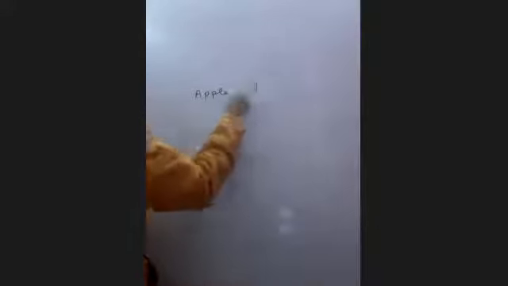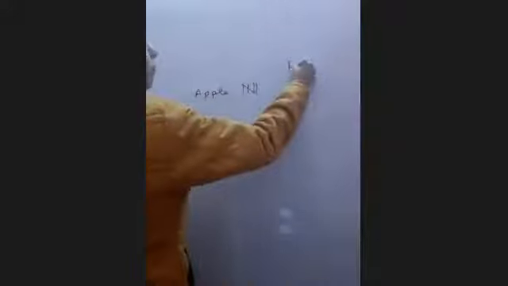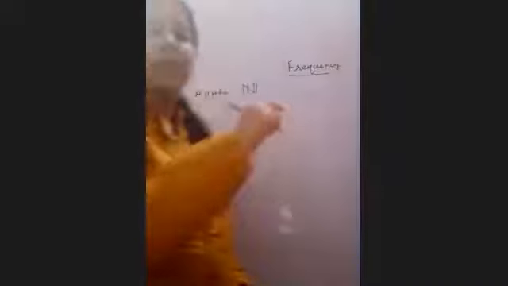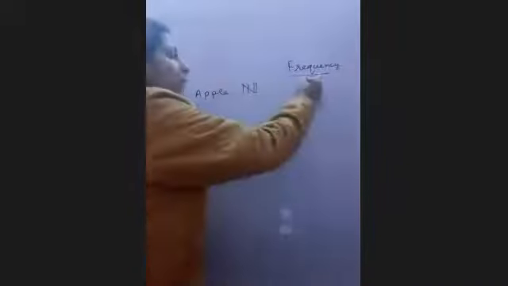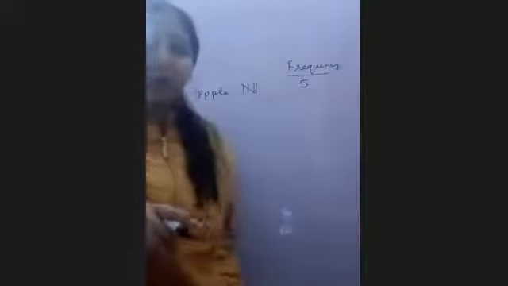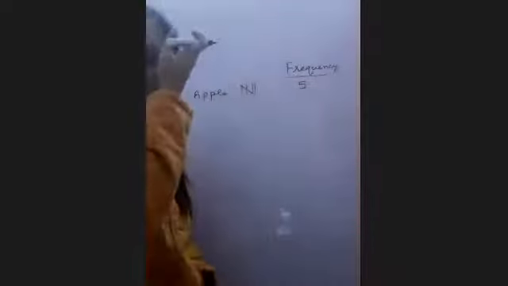You remember in class 6, 7, 8, when you were doing questions using tally marks. Do you remember? And in the end, there is a column called frequency. Can you recall this? Yes, ma'am. Number of apples in the group. So if it is 5, you will write 5. So this is nothing but the normal frequency distribution table.